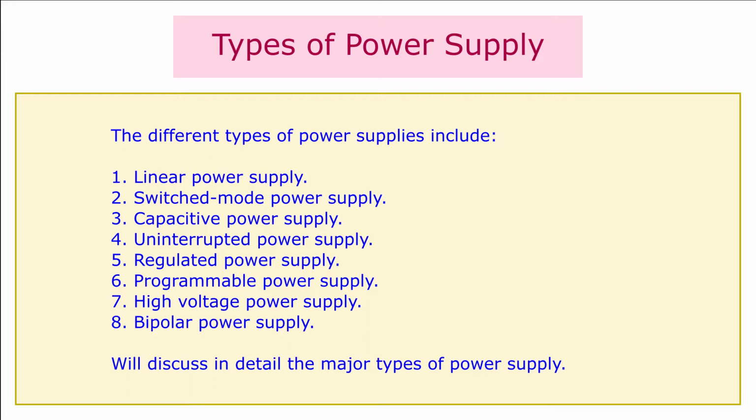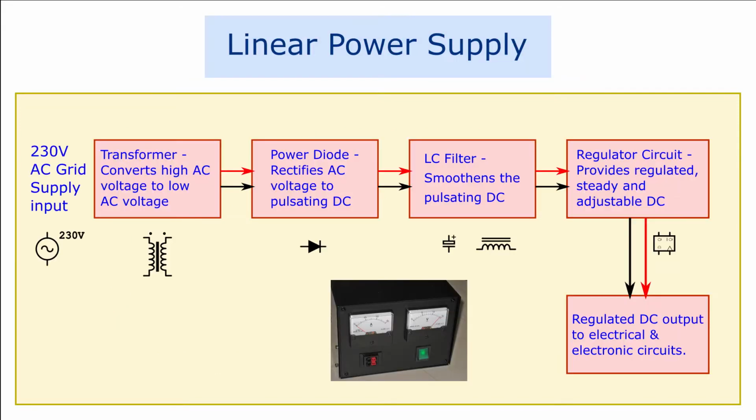There are different types of power supplies based on the type of power conversion, such as 1. Linear power supply. This is the most commonly used power supply. The linear power supply utilizes a power transformer to convert the AC voltage to a suitable working voltage. This AC voltage is then rectified using power diodes and filtered using capacitors and inductance, forming a filter network. It may be further regulated by a voltage regulator circuit to provide constant current and to minimize voltage variations.